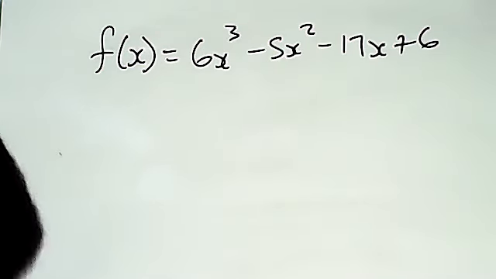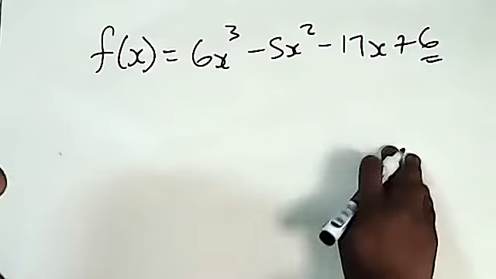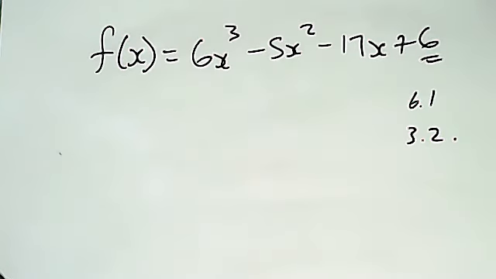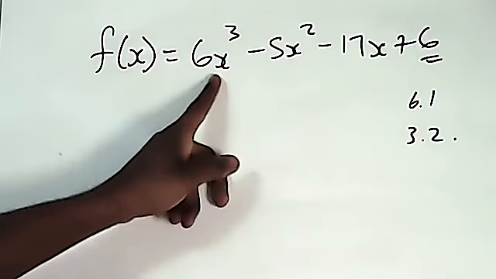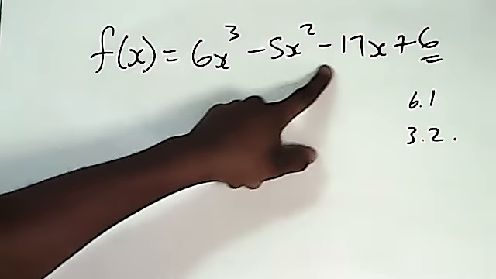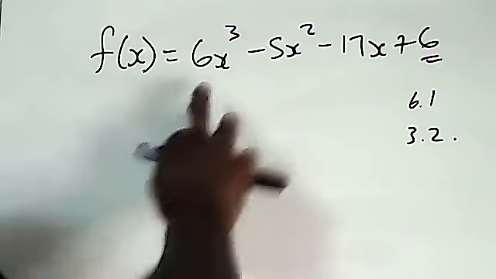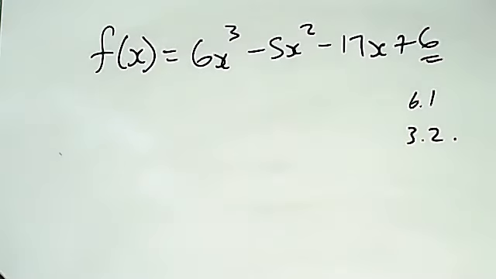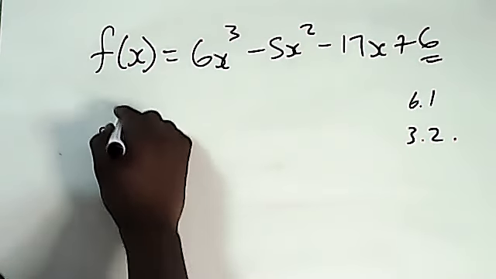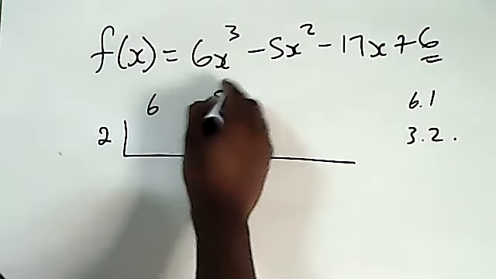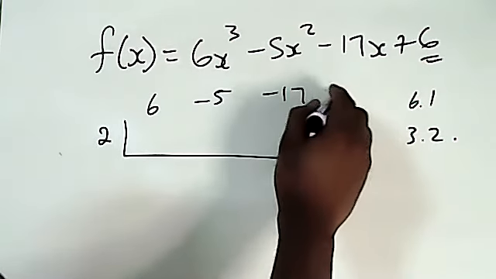So the first step, you go to the factors of the last one, it's 6 and 1 and 3 and 2, right? You can see that if you put 1 here, there's no way you get 0, so we skip 1 for now, go directly to 2. Otherwise, you can put them in the calculator before even coming to this step. So with 2, let's start with positive 2, right? So you put the coefficients: 6, minus 5, minus 17, and then 6.